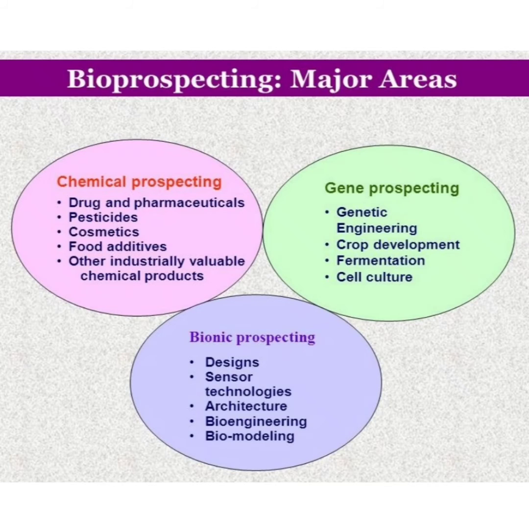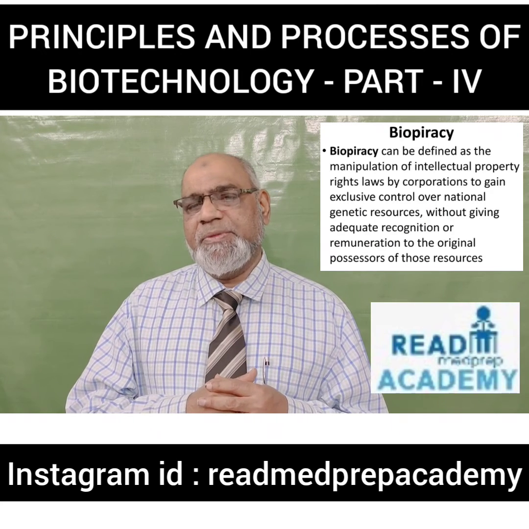Bioprospecting has major areas: chemical prospecting like drugs and pharmaceuticals, pesticides, cosmetics, food and additives, and other industrially valuable chemical products. Gene prospecting: genetic engineering, crop development, fermentation, and cell culture. Bionic prospecting, like the designs, sensor technologies, architecture, bioengineering, and biomodeling. Now, what is biopiracy?